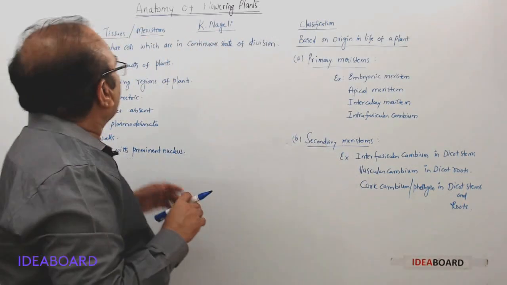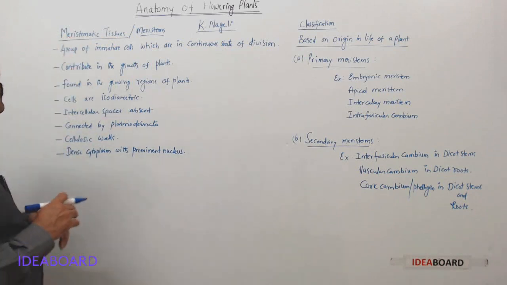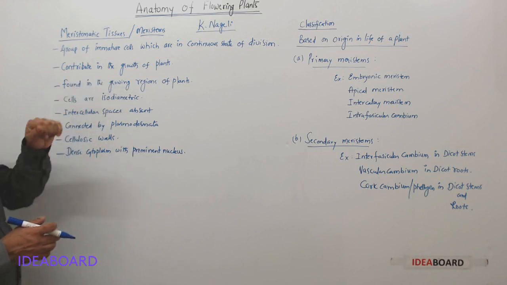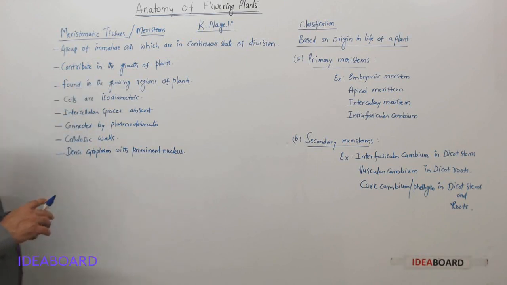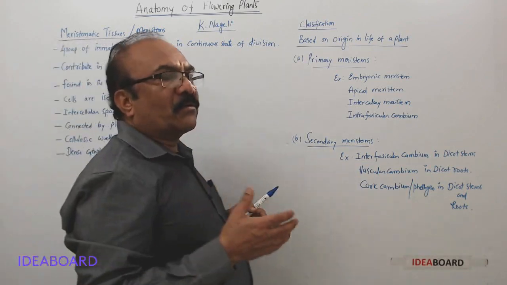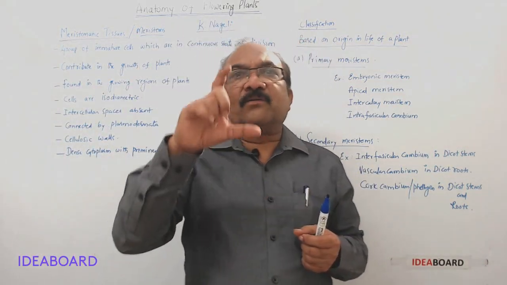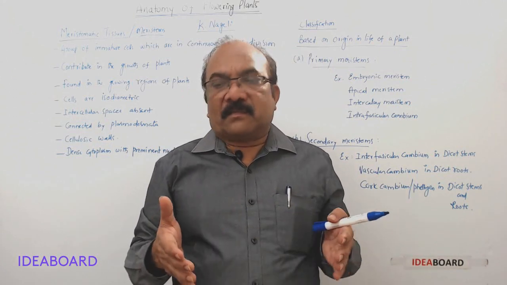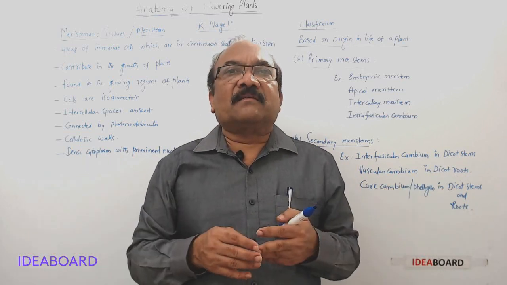That's why we defined the meristematic tissues like this: group of immature cells which are in continuous state of division, the cells that retain the capacity of cell division, are called meristematic tissues, and they contribute to the growth of plants. They are found in the growing regions of the plants. What are the growing regions of the plants? Apices will grow continuously, the internodes will elongate, and not only that, you can see the girth also increases.